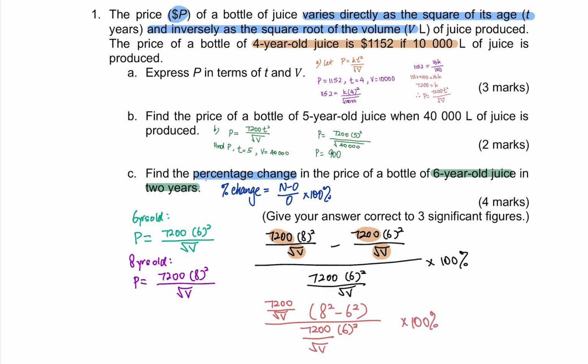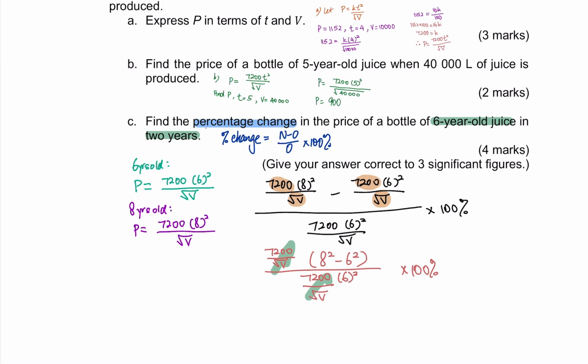Now why I took out? That is because now I can actually cancel these out. Okay, they are same, so you can cancel it out now. Cool. So what is left? 8 square minus 6 square, what do you get there? You should be able to get there 28, something like that, over 6 square.